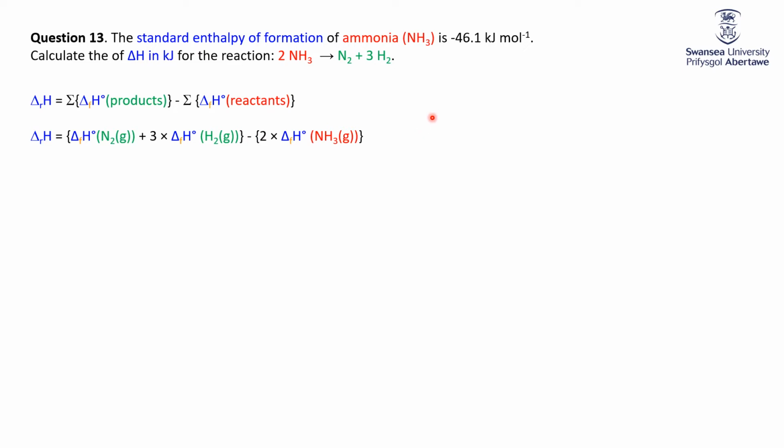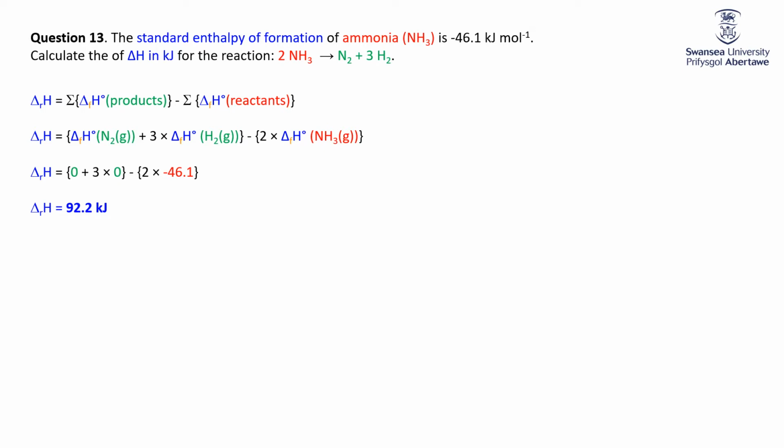Now this one is nice and easy, because the heat of formation of N2, an element in its natural state, is 0. Heat of formation of H2, an element in its natural state, is 0. Heat of formation of NH3 is minus 46.1. So popping all that in, we find heat of reaction 92.2.